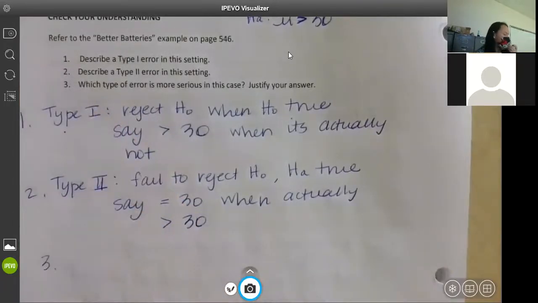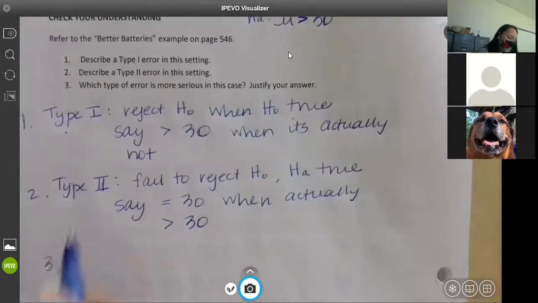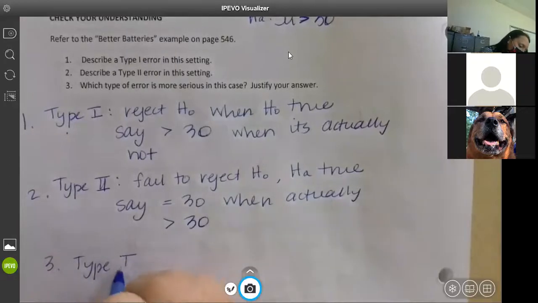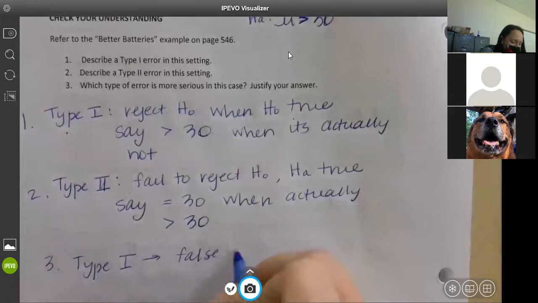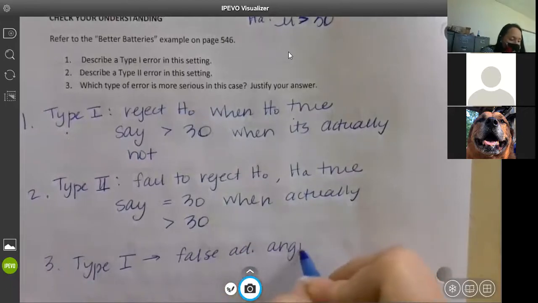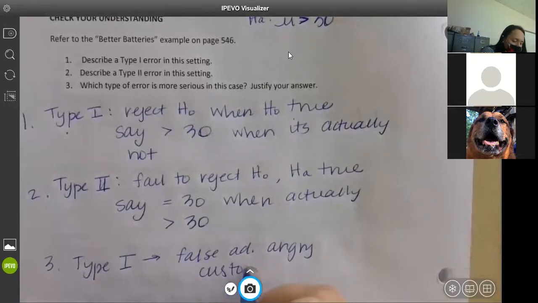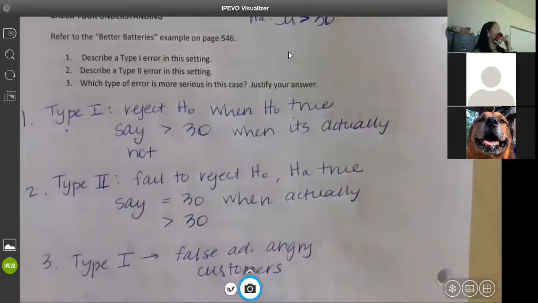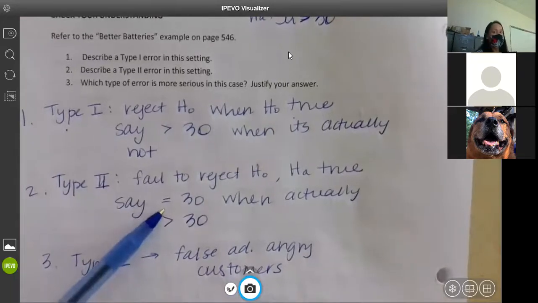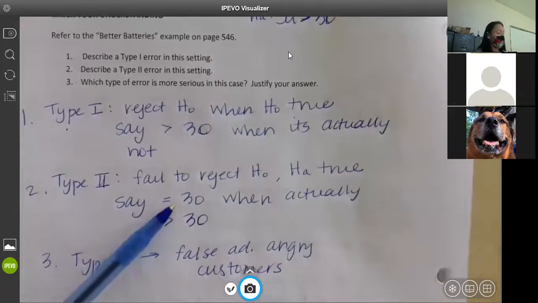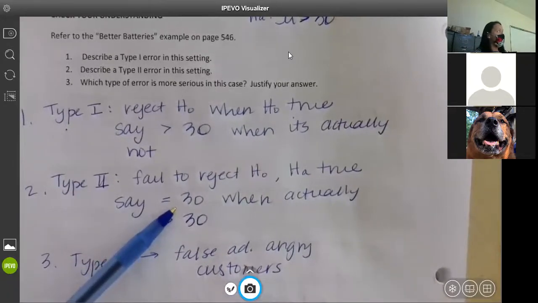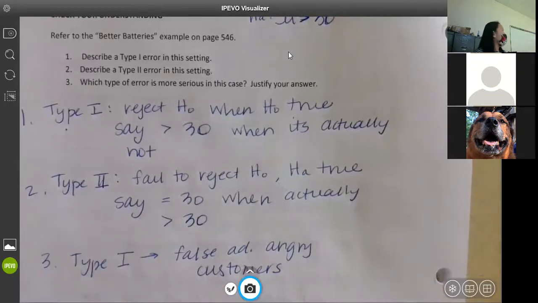So which one is going to be more serious? Type 1. Why? Because it's like you're giving false information rather than just not giving true information, if that makes sense. So you're going to have angry customers. It would be false advertisement on this part if we had a type 2 error. So that's still wrong. But if I'm buying a battery and I get more than 30 out of it, am I going to complain? No. So that one's not as bad as the other one.